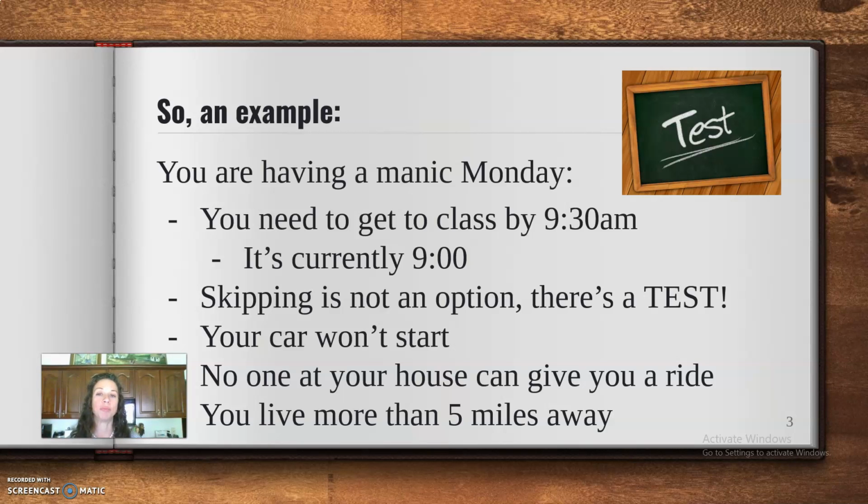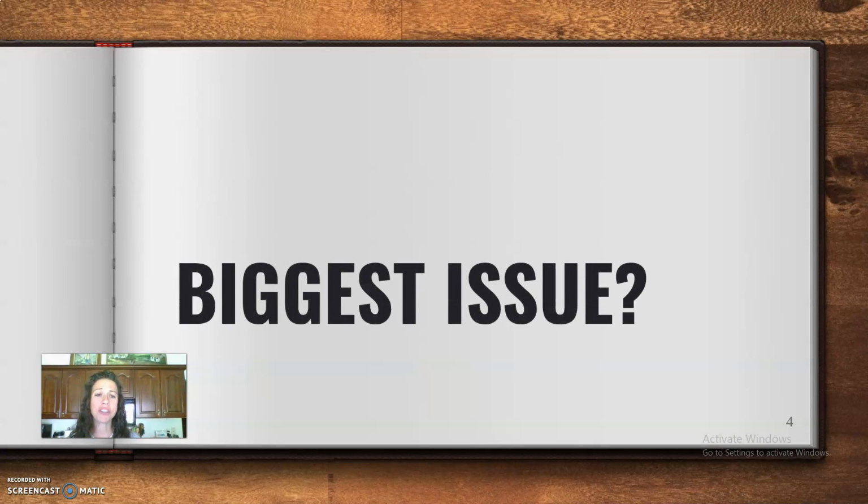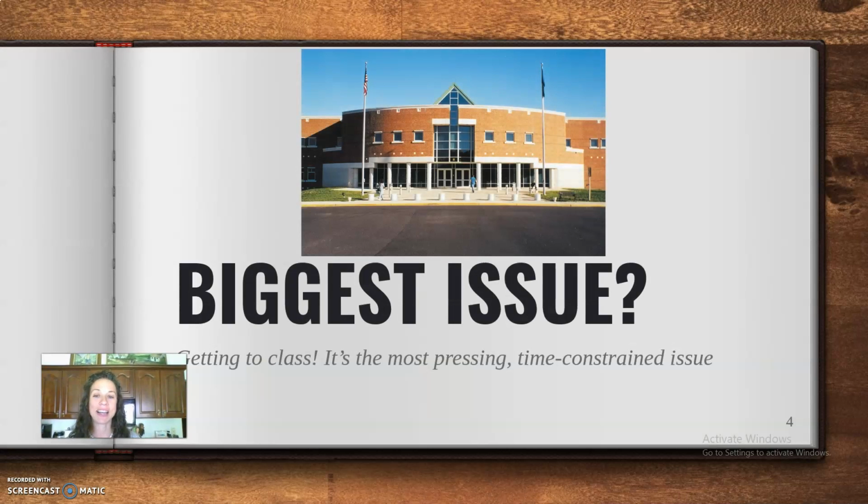So that's it, right? We define the problem. What's our biggest issue? Getting to class on time, right? We got to get to class. The car we can worry about later, but the most pressing thing is getting to class. So what do we do next?